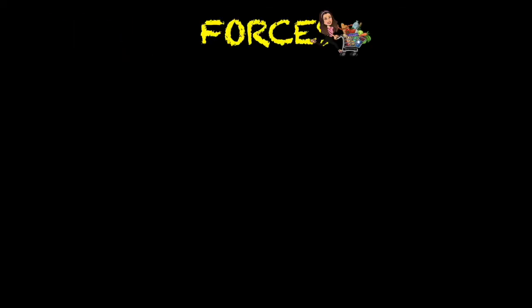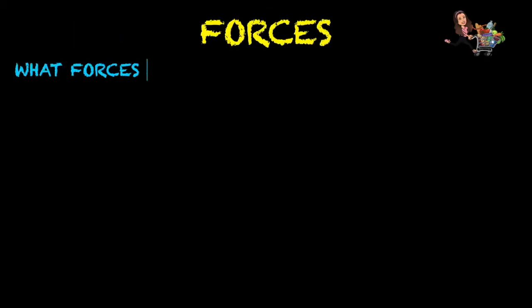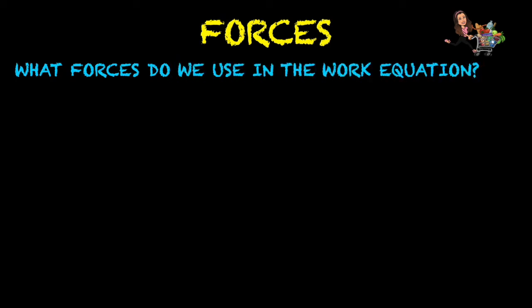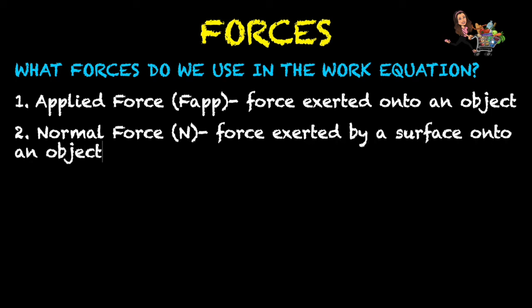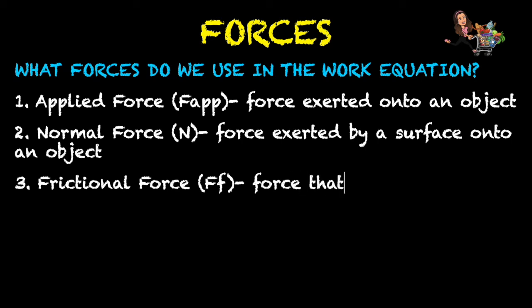Let's begin with the forces. The first question to ask is, what forces do we use when we are using the work equation? The first force we can look at here is the applied force. This is the force that is exerted onto an object. The second is the normal force. This is the force exerted by a surface onto an object. The third is the frictional force. This is the force that opposes the motion.